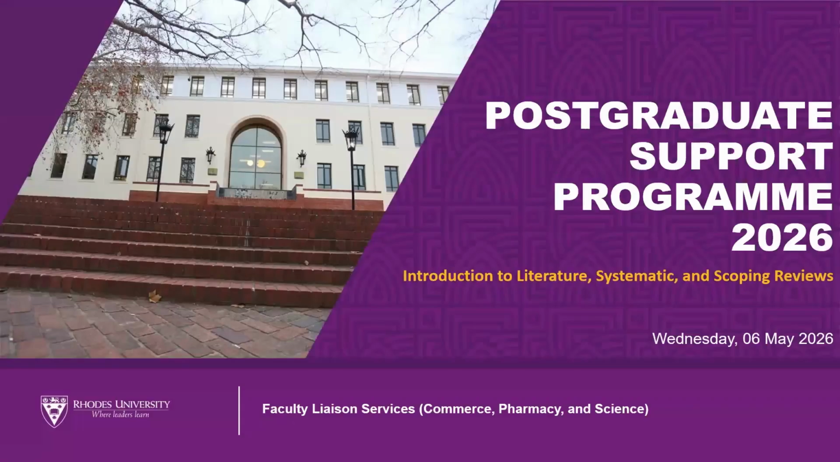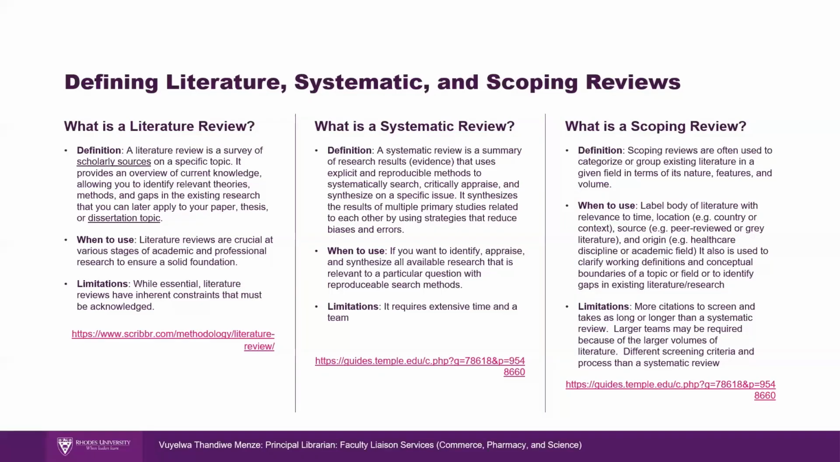The title of this afternoon's session is an introduction to literature, systematic and scoping reviews. And I have just provided a definition between the three. So the first one, what are literature reviews? A literature review is a survey of scholarly sources on a specific topic. It provides an overview of current knowledge, allowing you to identify relevant theories, methods, and gaps in the existing research that you can later apply to your paper, thesis, or dissertation topic.